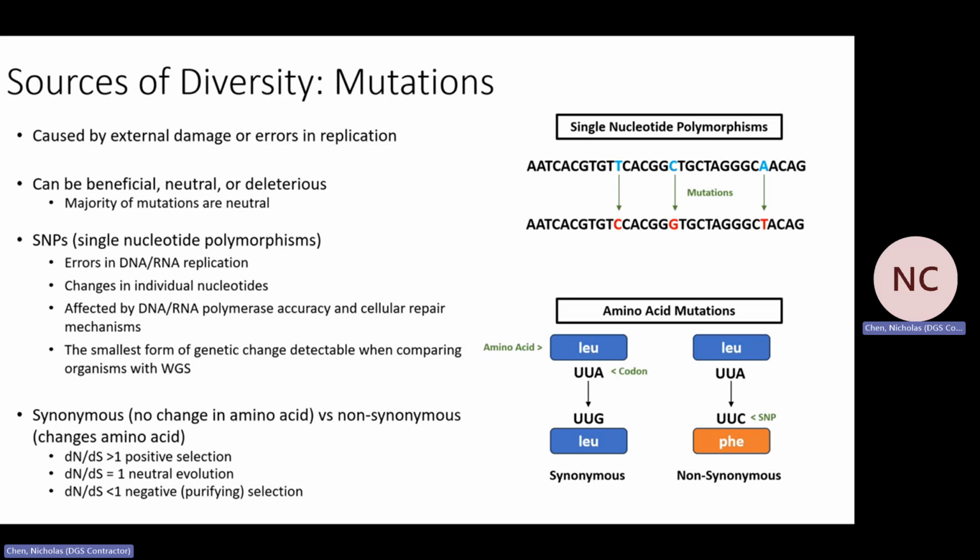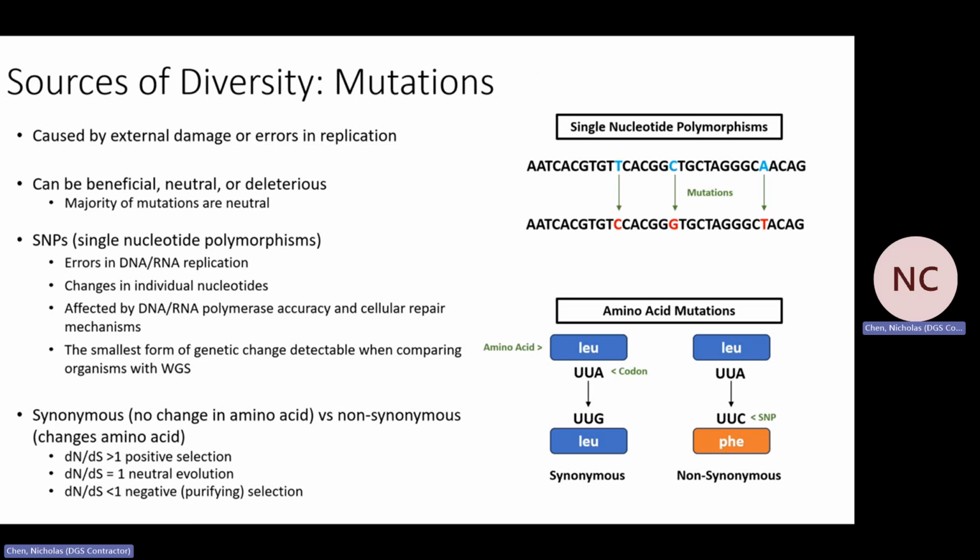SNPs are caused by errors in DNA replication or RNA replication, RNA viruses, and constitute a change to a single nucleotide. If we look to the figure in the top right, we can see three such SNPs, wherein the three nucleotides in blue are substituted with the nucleotides in red. These changes are affected by the accuracy of DNA or RNA polymerase, as well as the cellular repair mechanisms, and make up the smallest form of genetic change detectable when comparing organisms through whole genome sequencing.